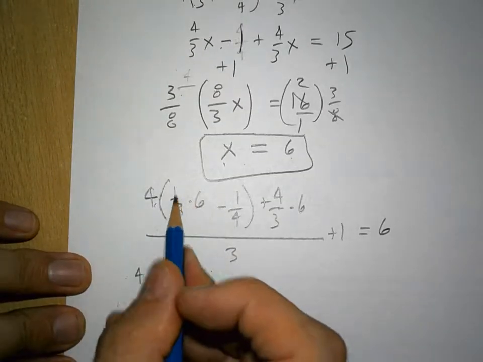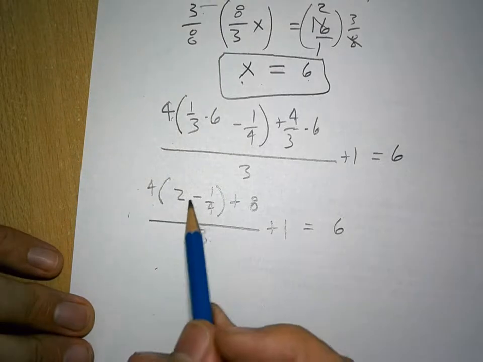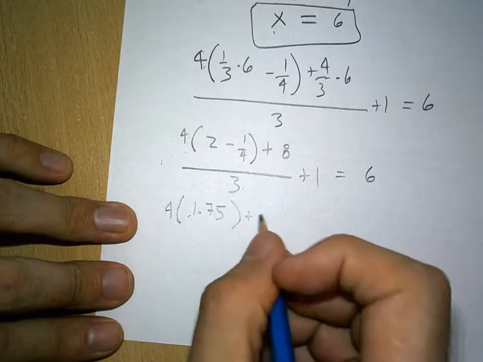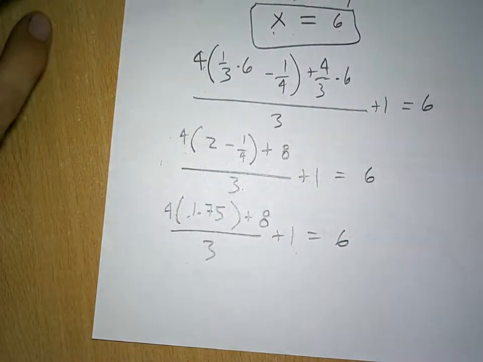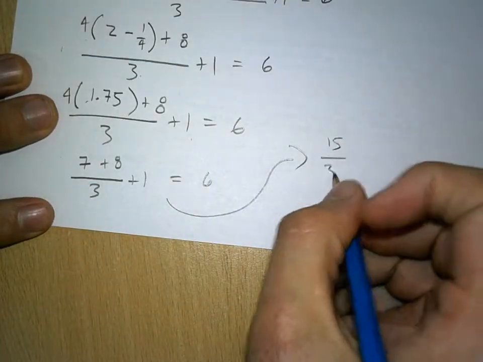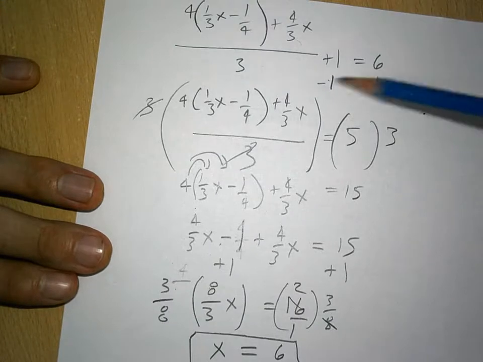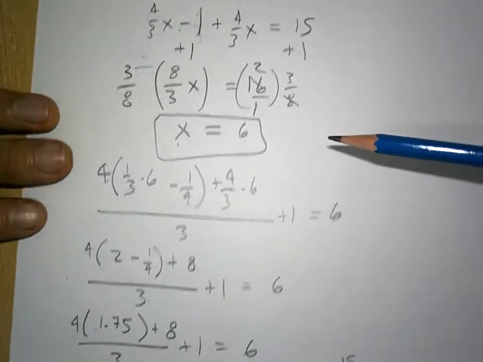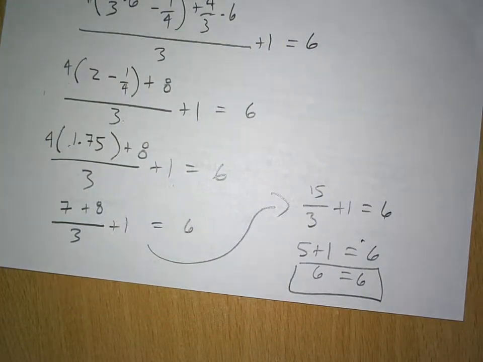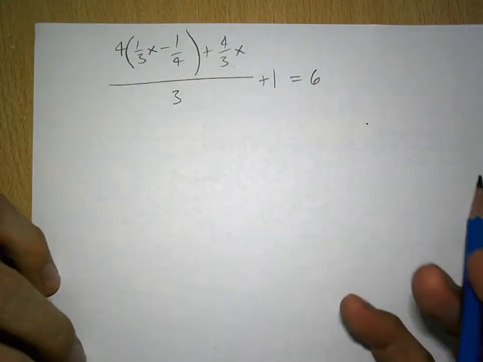So I have the parentheses for 1/3 x minus 1/4 plus 4/3 x. Almost finished. Next I'm going to distribute this 4 into the two terms here. So it turns out to be 4 times 1/3 x, which is 4/3 x, and then 4 times 1/4, which is 4/4, plus 4/3 x equals 15. 4 over 4 is obviously 1, so I didn't really need that extra step. I'm just going to make my life easier, and minus 4 over 4 is just minus 1.